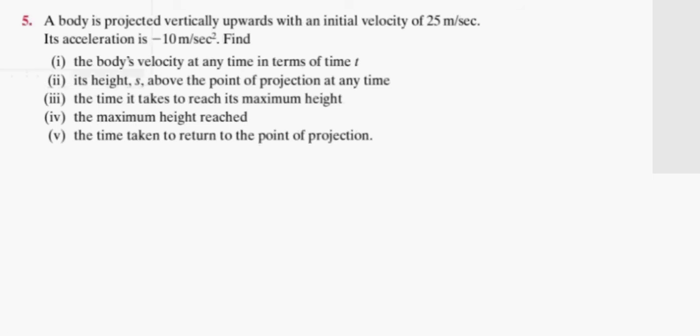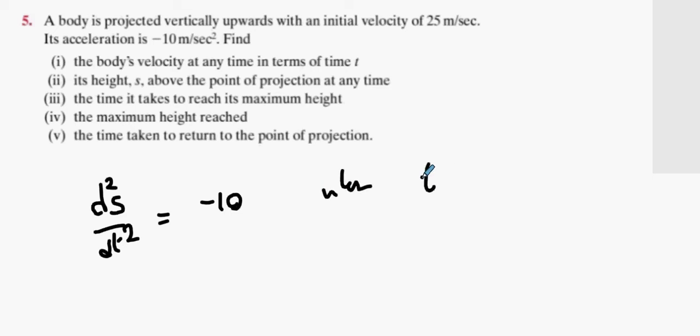Now, a body is projected vertically upwards with initial velocity 25 meters per second and its acceleration is minus 10 meters per second squared. Find the body's velocity and time in terms of t. Body's velocity. Alright. But everybody be happy that d²s/dt² is minus 10 when t equals 0. Is that alright?